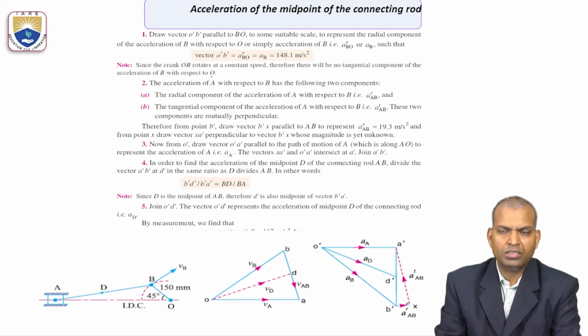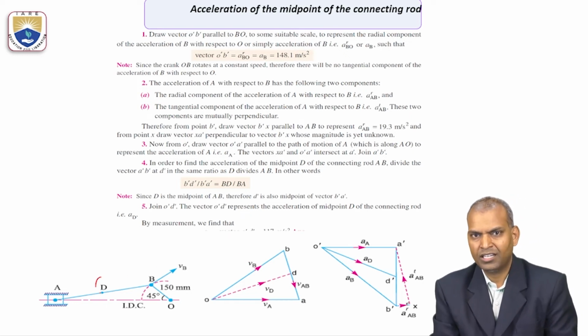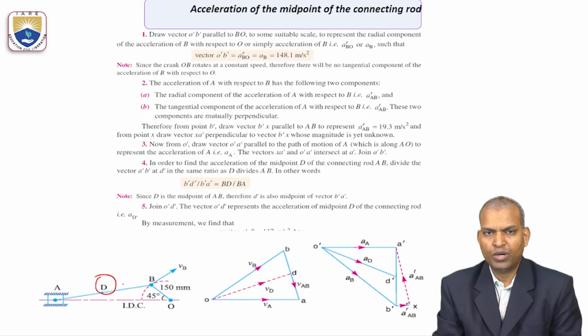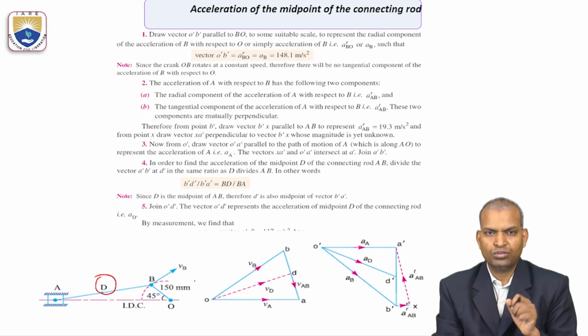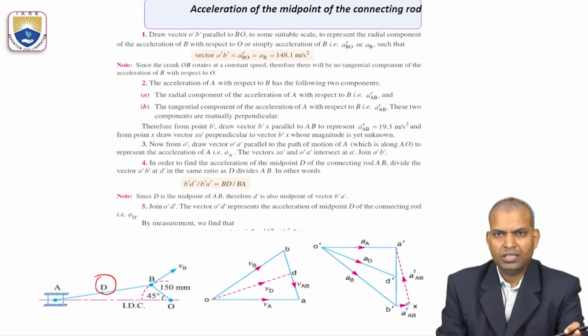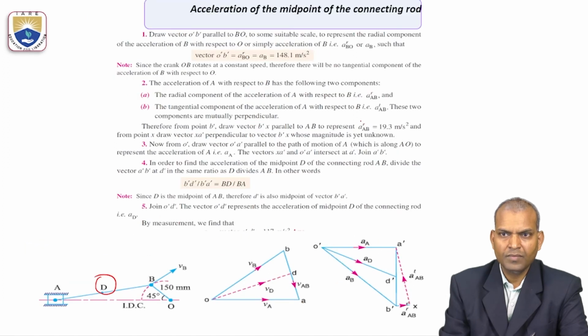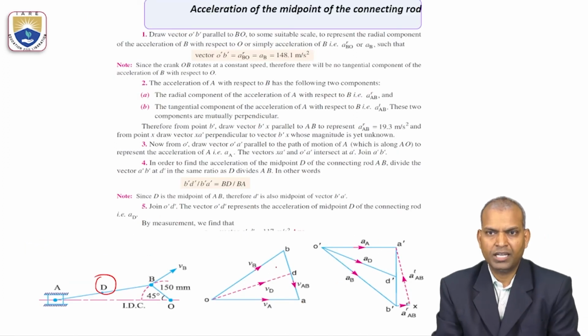Now, how to draw the velocity acceleration diagram? We want the midpoint of the connecting rod, that is point D, the acceleration of the midpoint of the connecting rod. For that midpoint, what to do? We have to draw the acceleration diagram. How to draw the acceleration diagram? Let me read point number 1.